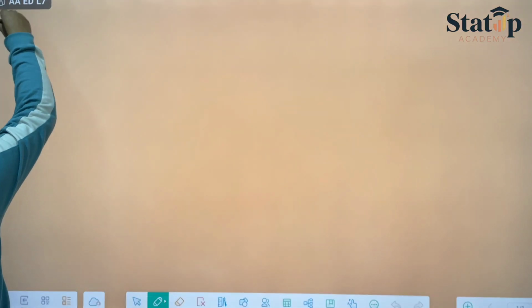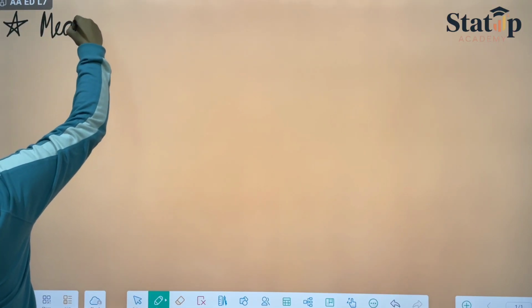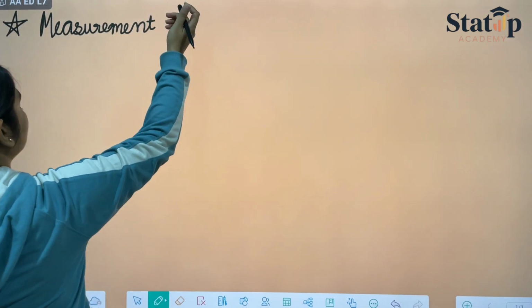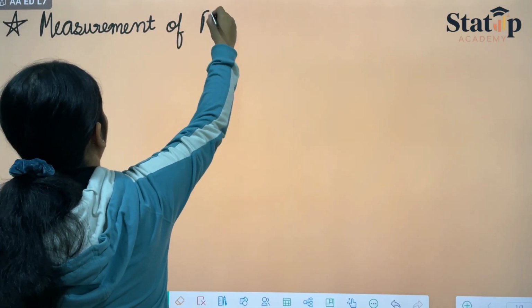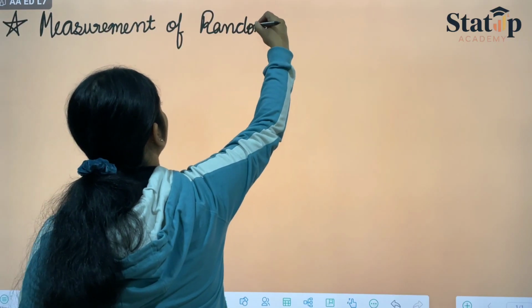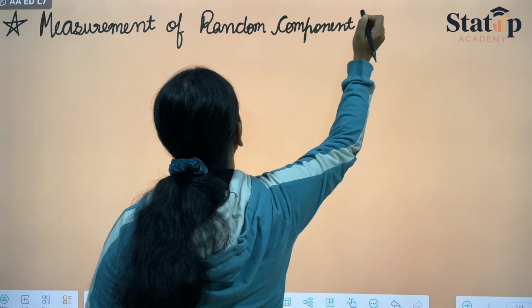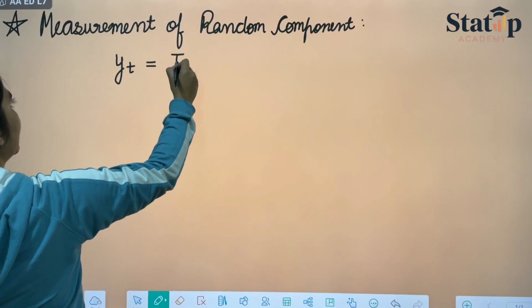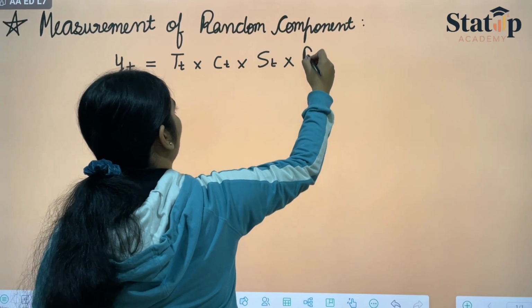So let us begin. We have till now learned about trend, cyclical variation, and seasonal variations. So now we'll do measurement of the random component. As we all know, if we take the multiplicative model, our time series is the multiplication of trend, cyclical, seasonal, and random component.